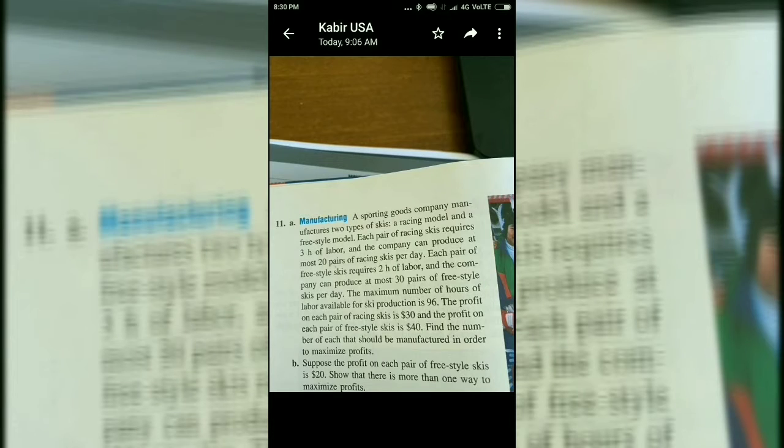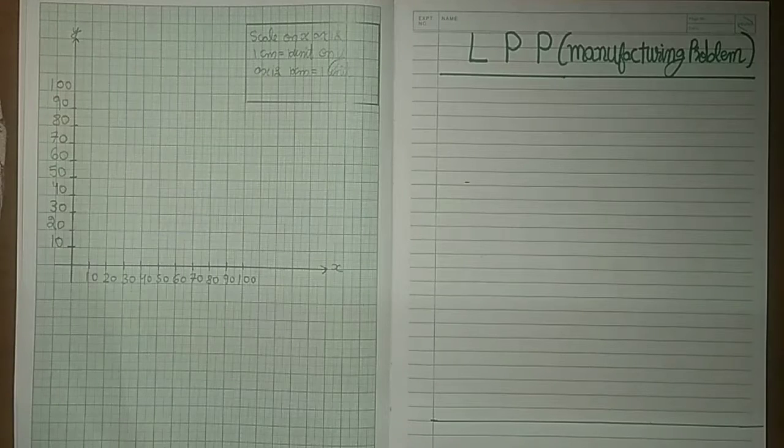That's part A of the question. Now let's come to part B. Suppose the profit on each pair of freestyle skis is $20. Show that there is more than one way to maximize profit. As you all know, this is a linear programming problem. First we need to formulate the equation, then we need to plot the graph.